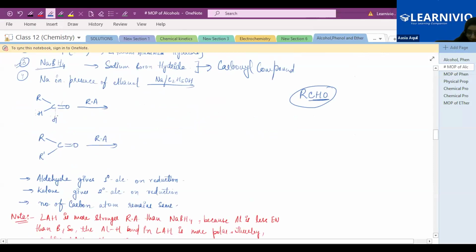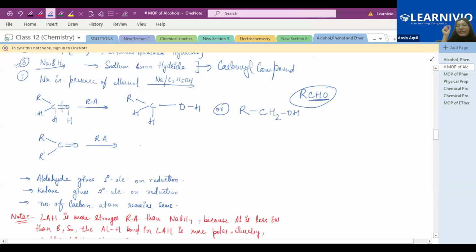You just break this C=O bond, add one hydrogen to this carbon and the other hydrogen to this oxygen. Now write down: you will get H over here and H over here, a single bond, because this pi bond will be broken. So it will give you the corresponding alcohol. Now just rearrange the hydrogens. So it will give you R, C, and to this C, how many hydrogens are there? Two hydrogens, RCH2OH. So this is your primary alcohol.